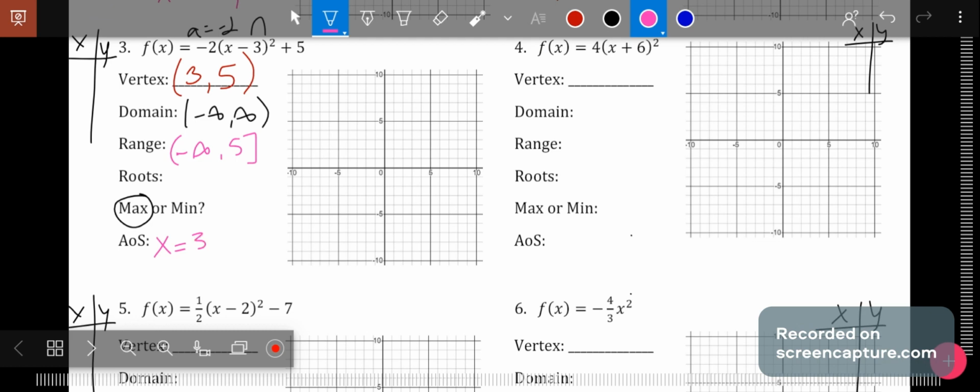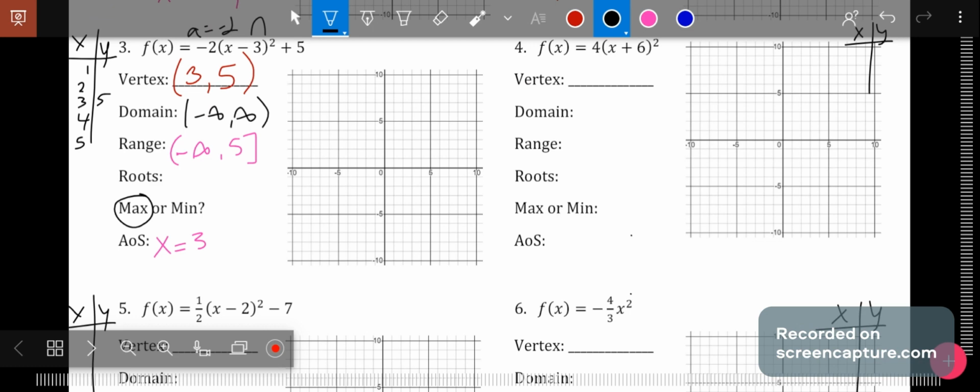And then for roots, we're going to have to fill in the xy chart to go with it. 3, 5 would go in the middle. That's my vertex. I want to be able to see both sides of the parabola. So 3, 2, 1, and 3, 4, 5. Then we plug this in to what we see.